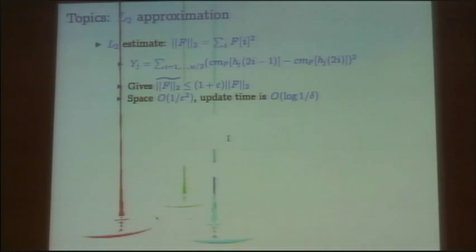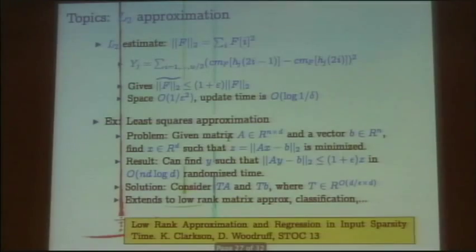Now, you use about 1 over epsilon squared space. The update time is very fast, and you get a 1 plus epsilon approximation to the L2 norm. Well, what can you do with this? By the way, this is at least faster update time than any direct implementation of small space results for estimating L2.